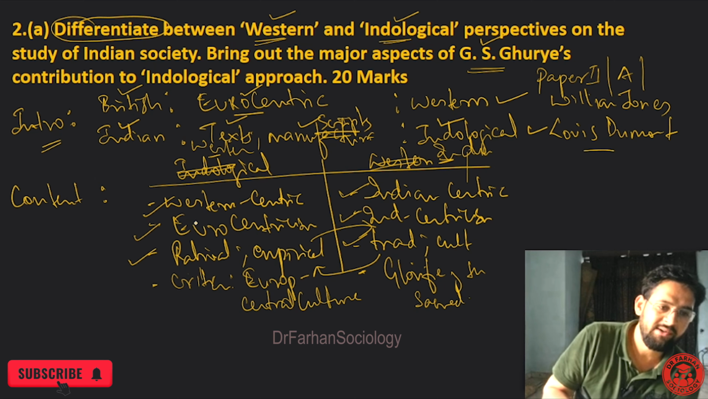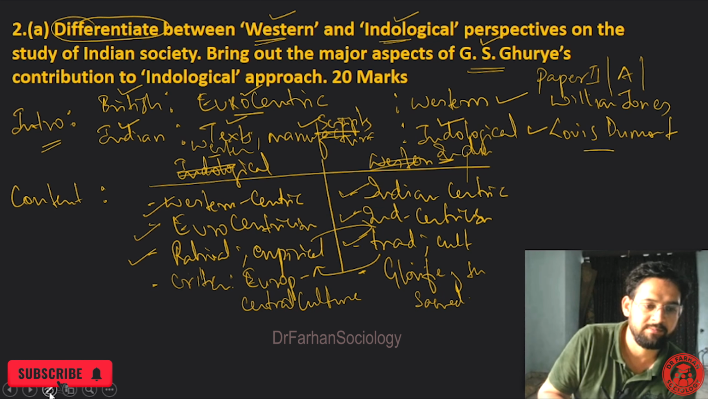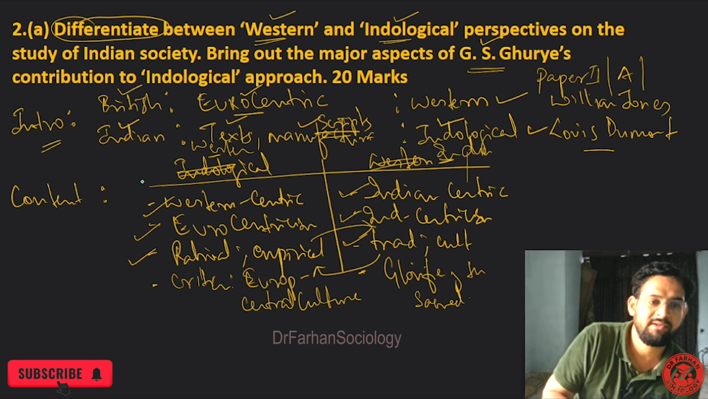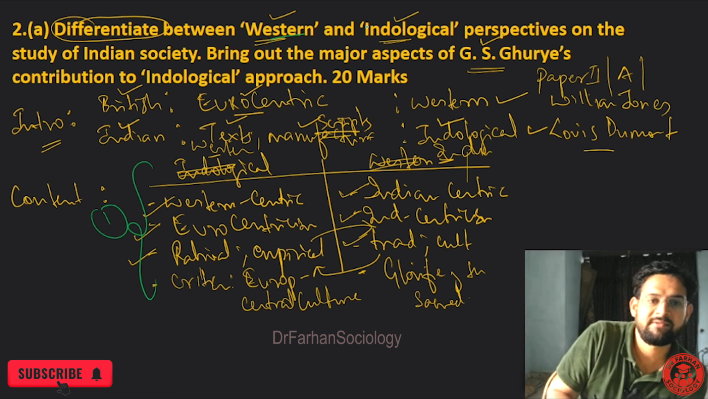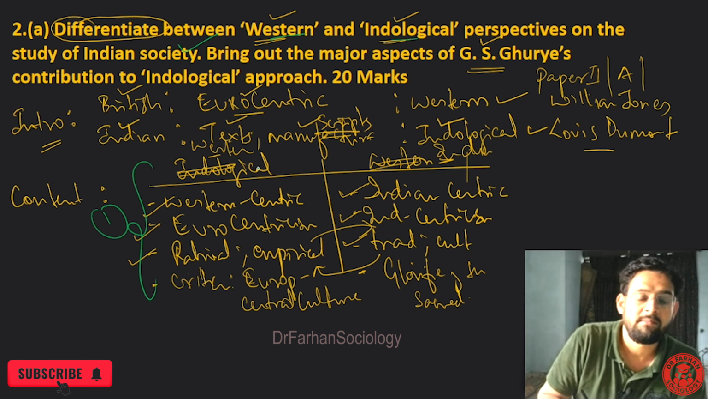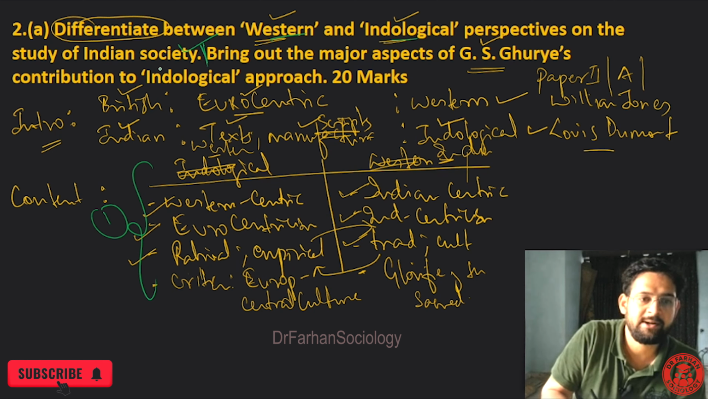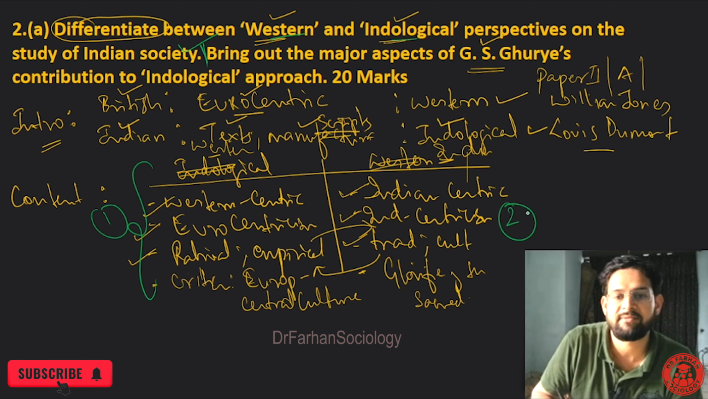So the first half of the question is, let me just put it like this. What is the first half of the question? The first half is this: differentiate between Western and Indian perspectives of studying Indian society. That is one. Bring out the major aspects. Now the second part. So here differentiation is the first part.